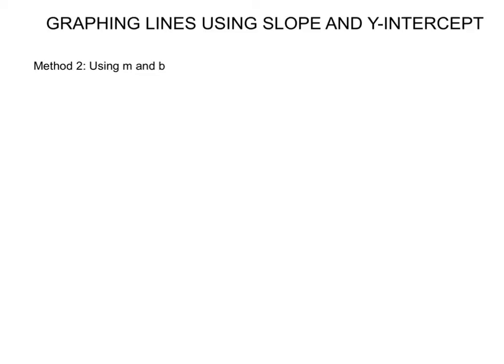Okay, so let's talk about our second method that we can use aside from just finding the intercepts and points in order to graph a line. And what we're going to do is use the slope and the y-intercept. The problem is that if we look at this equation that I have up here, 3x minus 2y equals 6, there is no way to see what the slope or the y-intercept of this line is.